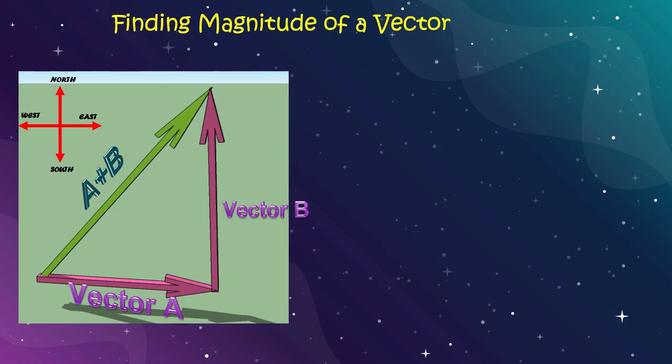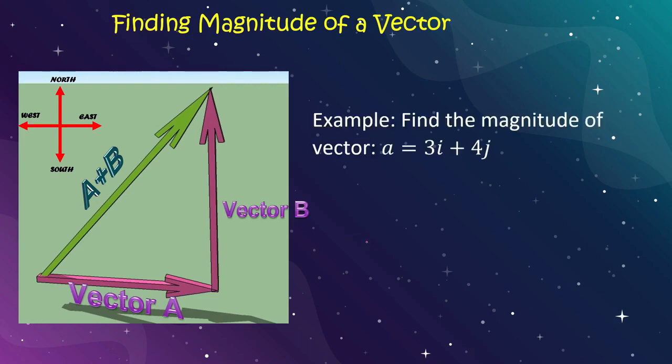Now let us see examples where we can find out the magnitude of a vector. Here we will consider that there are two vectors. One vector is going towards east, another vector is going towards north. Now let us take one example. Here we have to find out the magnitude of a vector A, which is given by 3i plus 4j.